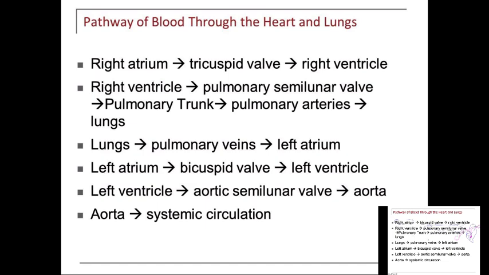Okay? Then, from the lungs, pulmonary veins. Now remember, the pulmonary veins are going to be red because they're carrying oxygen back into the left atrium. All right? So now they're into the left atrium, through the bicuspid valve into the left ventricle, so it's going to bring blood down this way.